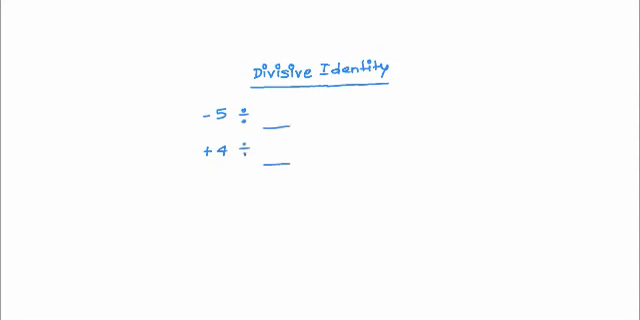Now let's look at the divisive identity. We have seen what is multiplicative identity. In multiplicative identity, we wanted a number which when multiplied gives the answer as the original number. So here also we want the same thing. For example, let's take two different integers. Let's take one is -5 and another is plus integer +4. Okay. And now I want to divide these two integers by some integer so that I get the same answer.